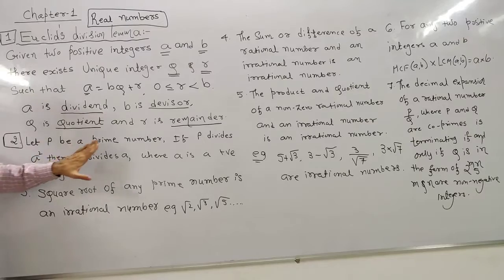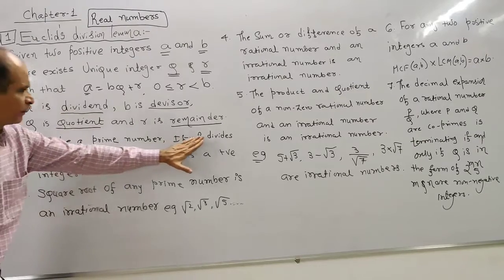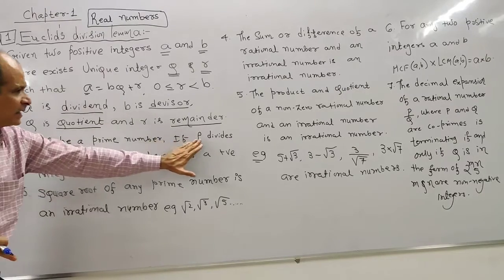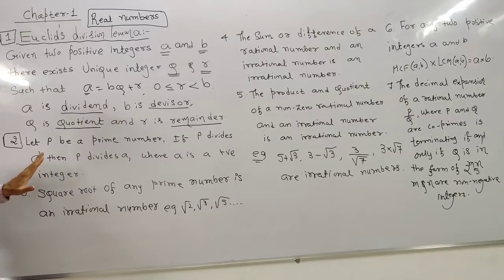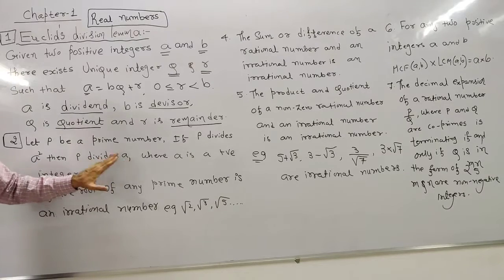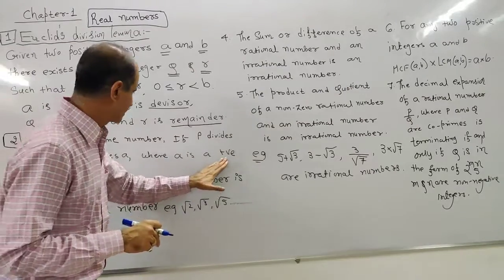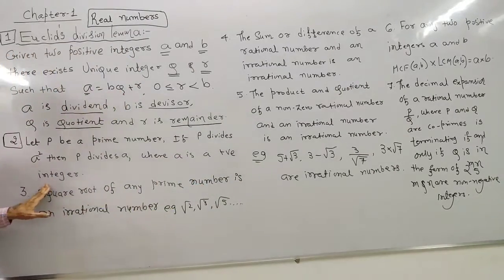So let P be a prime number. If P divides A square, means if P is a factor of A square, then P also divides A, means P is also a factor of A, where A is a positive integer.